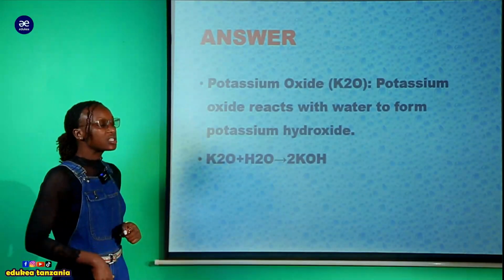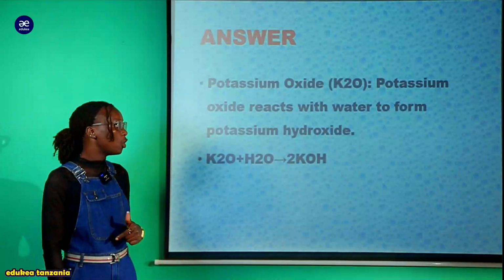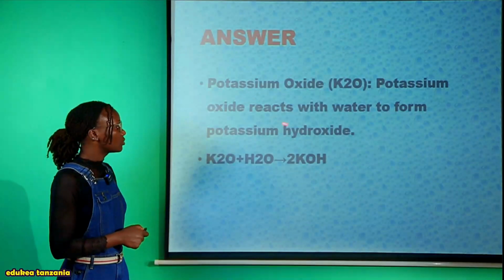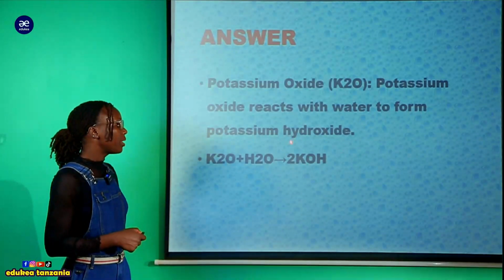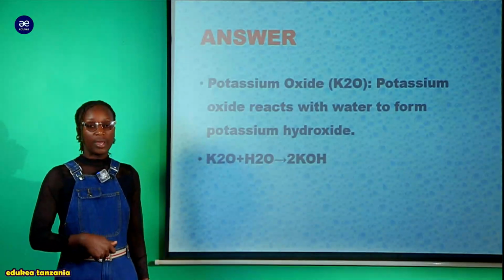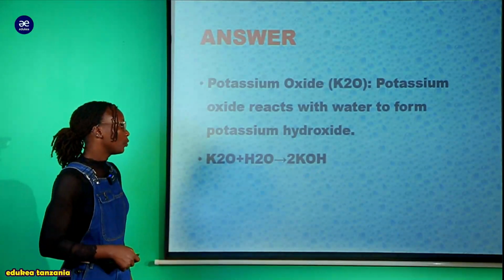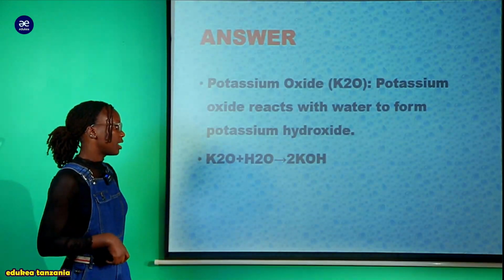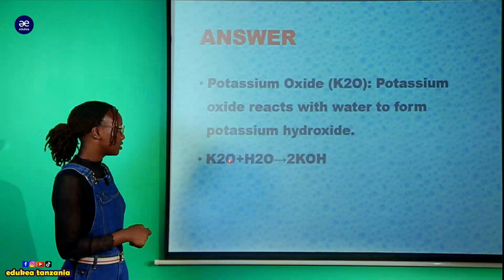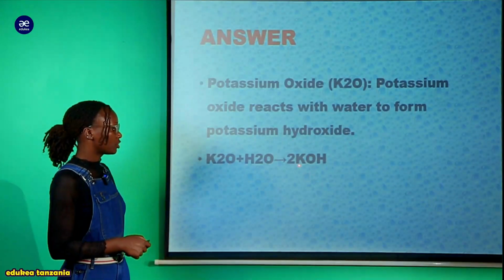So another oxide is potassium oxide. So the potassium oxide reacts with water to form potassium hydroxide. Kwamba ana react with water compound kwenda kutengeneza the hydroxide of metal, which is potassium hydroxide. So simply, as you see here, this is potassium oxide compound reacting with water. We are going to have the potassium hydroxide.